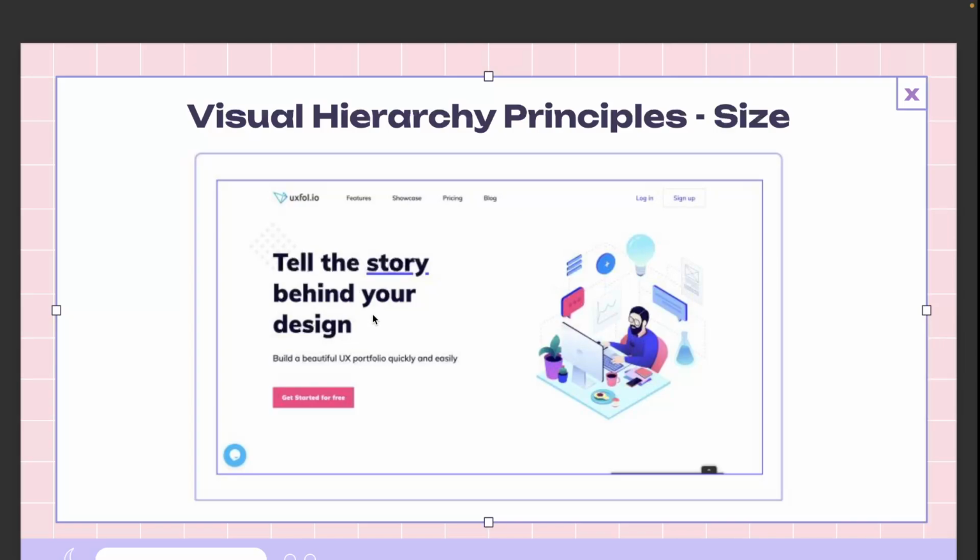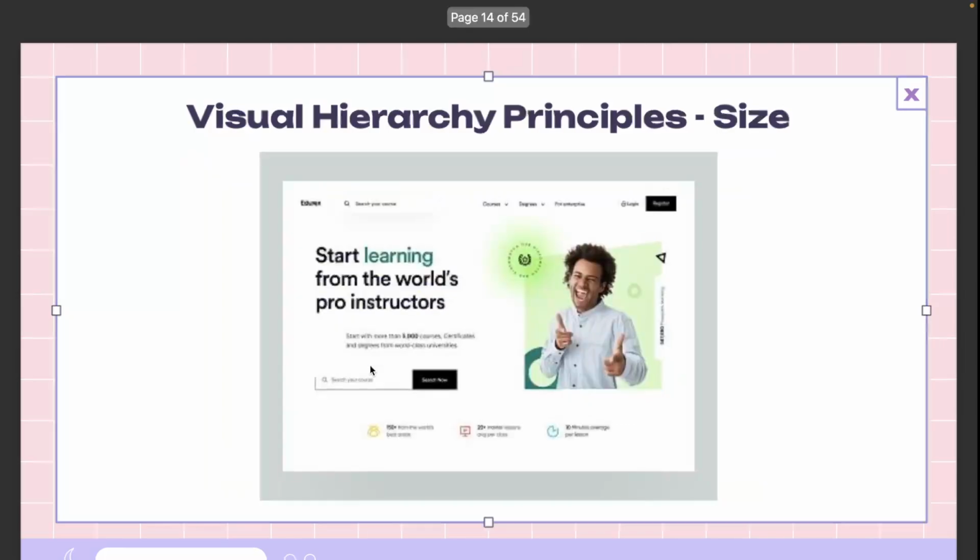Now imagine if the size of this hook line and this line is the same. Which one will capture the attention of the user? Neither. The user will just read it like they are reading a newspaper. So that is why it is important to differentiate between two things. Okay. Now look at this part. You would have first read this only: Start learning from the world's pro instructor. And then you might not have gone to this part. After reading this, the very next thing is you would have seen this man. You would have seen this picture.